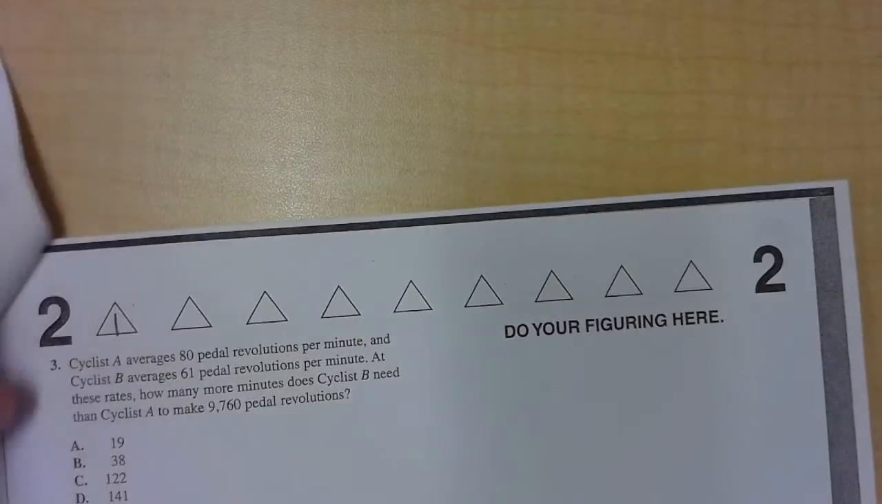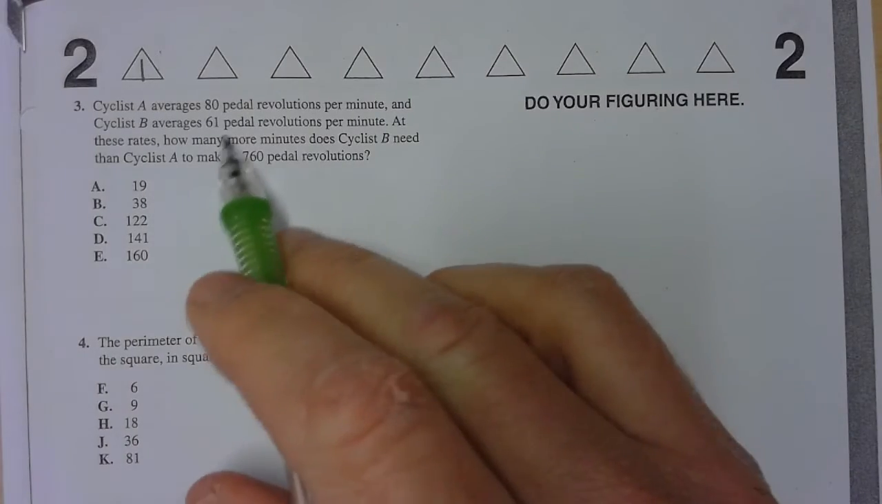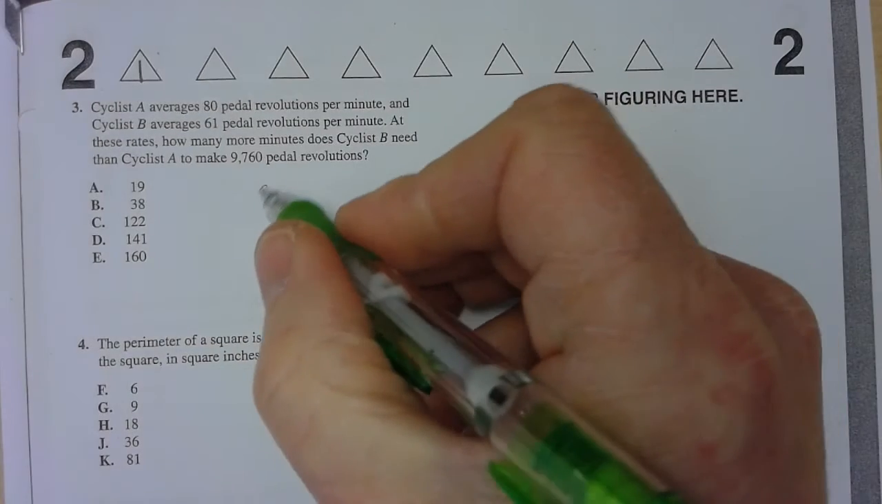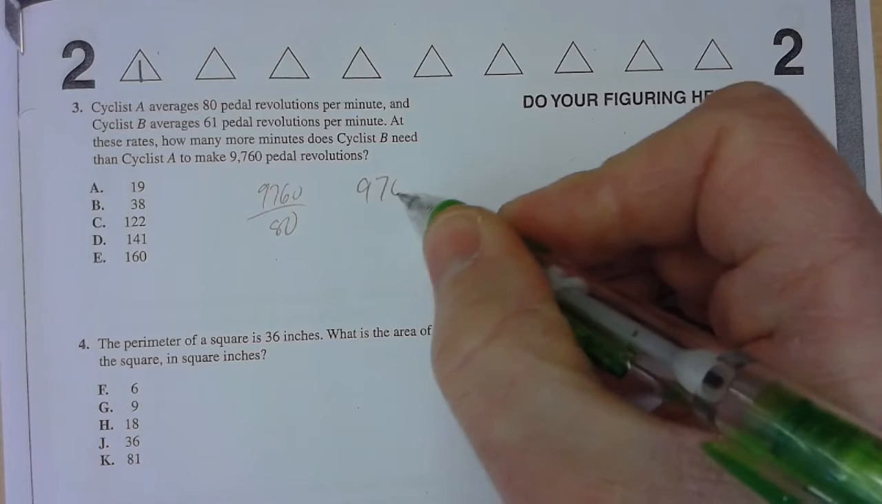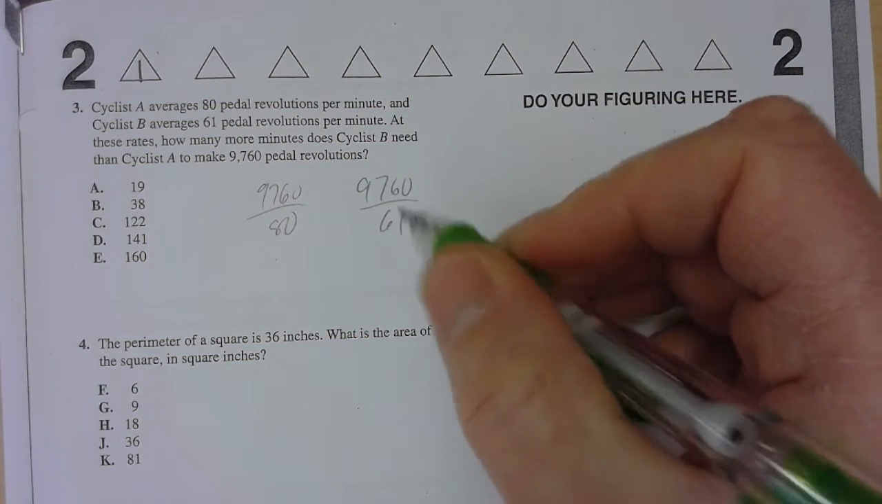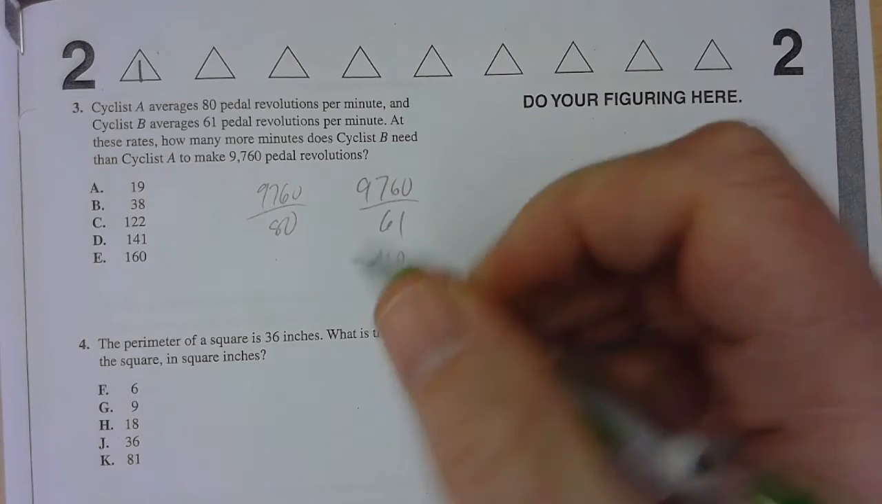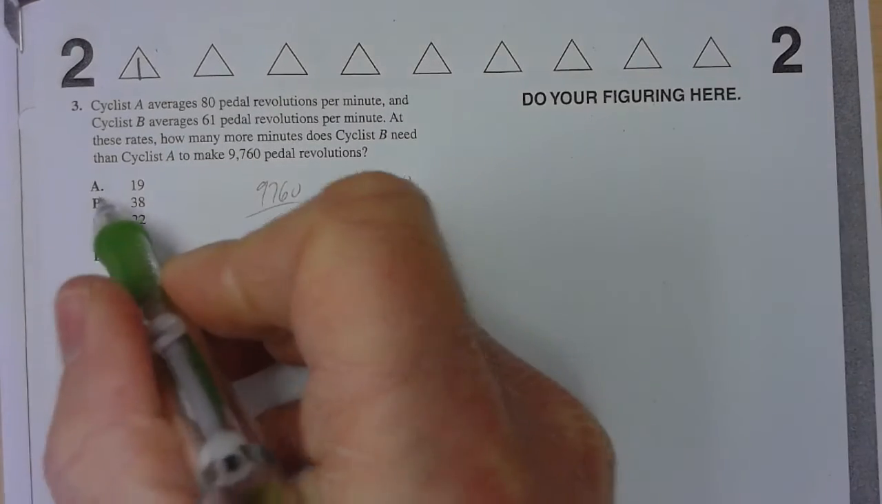Turn the page. We have to divide the number of petals into the revolutions here. So we get 9760 divided by 80 compared to 9760 divided by 61. This one is 160 and this one is 122. So the difference between the two is 38.